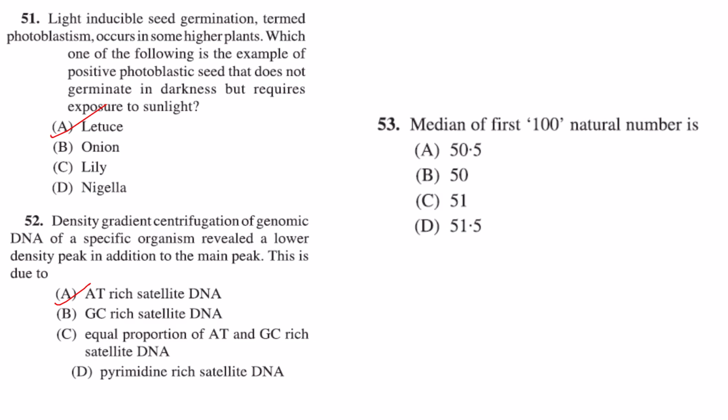Then median of first 100 natural numbers. So the first 100 natural numbers are 1, 2, 3, 4, 5, 6, 7 up to 100. The 50th number is 50 and the 51st number is 51. So you have to take the median as the average of these two numbers. So 50 plus 51 divided by 2 will give you 50.5 as the median.